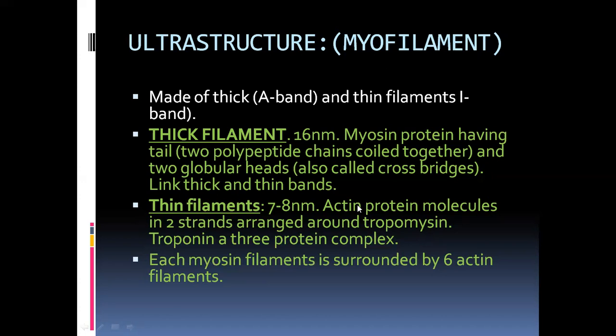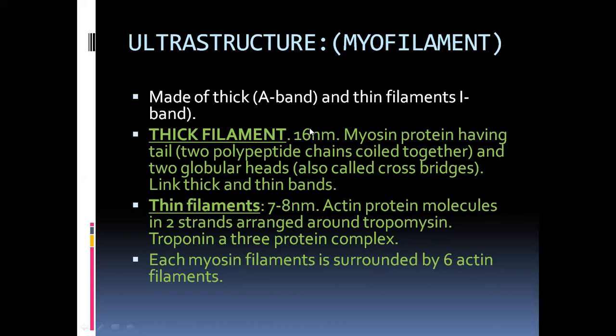And when these actin molecules attach around each other, they form a fibrous filament. This fibrous filament is called the F-actin. Around the F-actin we have the tropomyosin, which is wrapped around. And on top of the tropomyosin we have troponin, which is a 3-protein complex that attaches on top of it at different areas to hold the actin in place. Each myosin filament is surrounded by 6 actin filaments. Each thick filament is surrounded by 6 thin filaments.